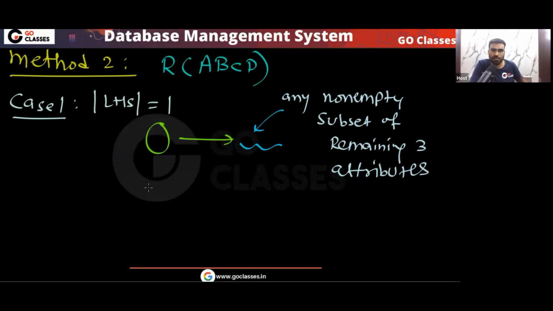Now tell me, in this case, how many choices are there for LHS? There are total 4 attributes. From these 4 attributes, you can choose one attribute and put it on LHS. So there are 4C1 choices.